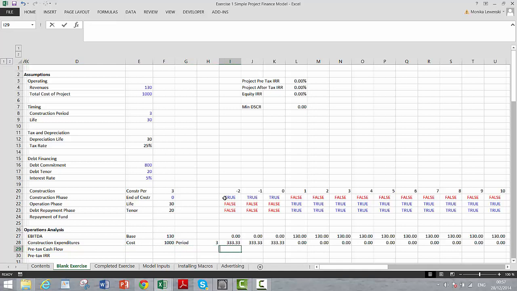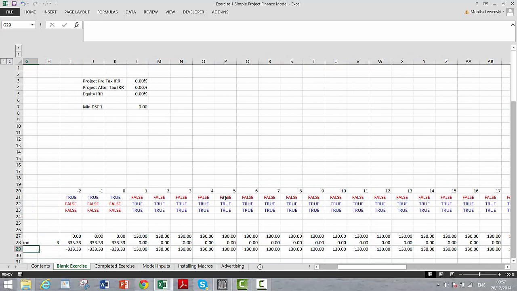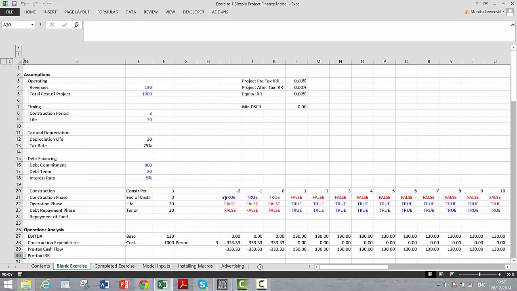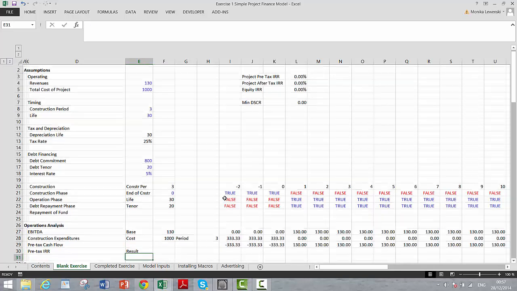And just that quickly we get our pre-tax EBITDA minus our CapEx gives us our free cash flow, and then let's get our IRR. And maybe I'll put result. Okay.